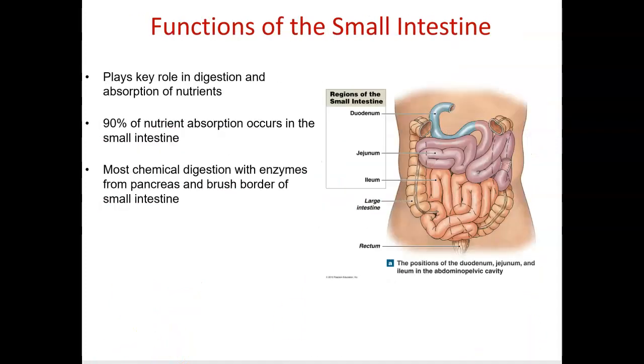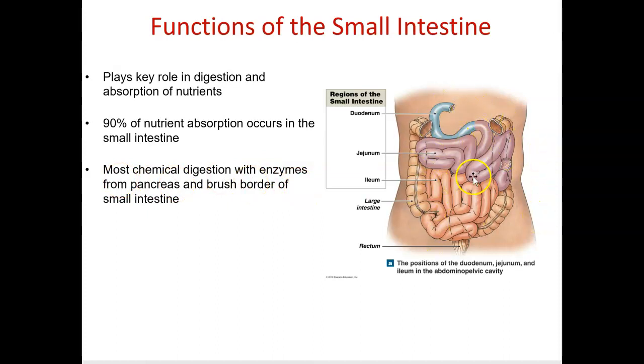So I've alluded to the function. It's critical for digestion, chemical digestion and absorption. That's one reason why it's so long. So it's long, it has the plica circularis, it has the villi to increase surface area. And so most absorption is here, and same with chemical digestion. So the enzymes are going to come from the pancreas or from the actual brush border of that small intestine. And this is why it's so long.